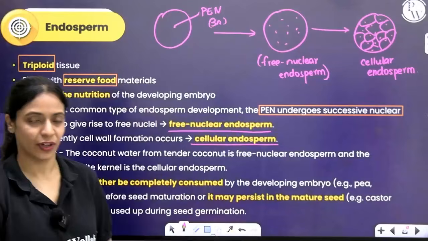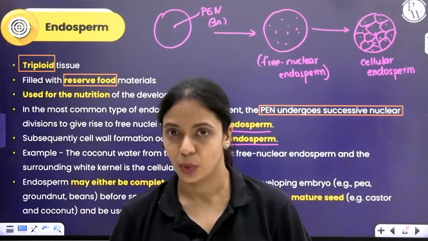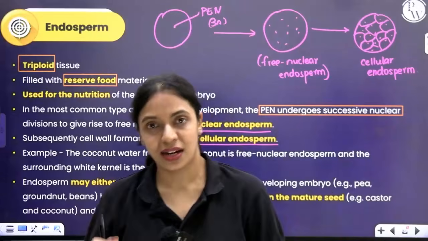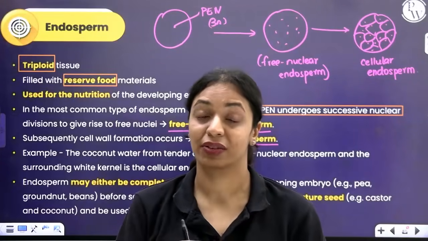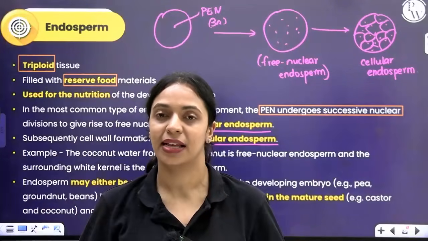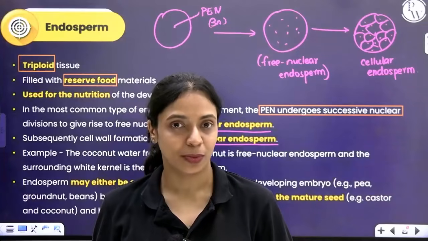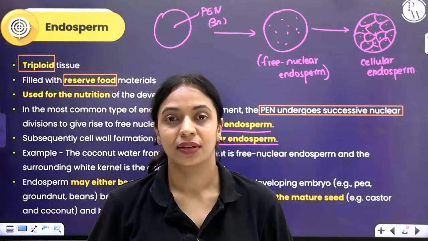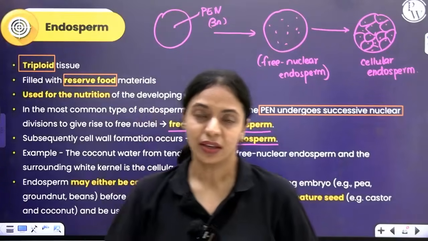If you take coconut for example, the tender coconut water is the free nuclear endosperm. After cell walls are laid in the free nuclear endosperm, the kernel that forms, the white thing inside the coconut that we grate and use to make kobri mithai, that is called the cellular endosperm. Okay.